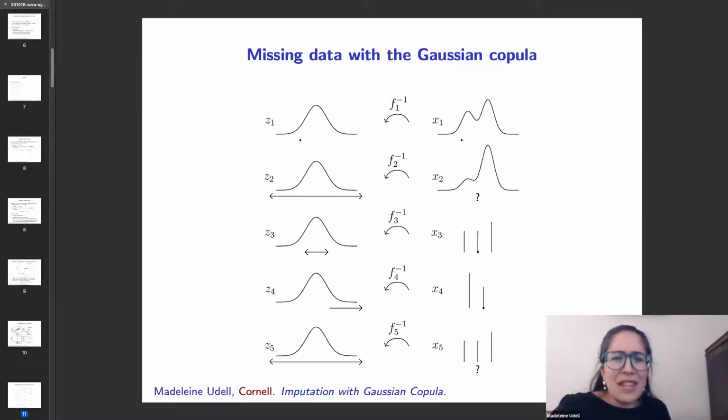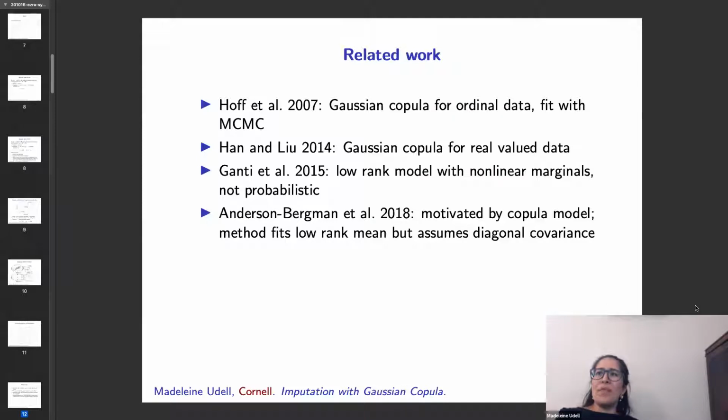Okay, so that's the picture of how the math is going to work, and now I'm going to have to show you the math. First, let me tell you what work we're building on in this model. Peter Hoff had a beautiful paper in 2007 introducing the Gaussian copula for ordinal data, and he showed how to fit it with Markov chain Monte Carlo. The nice thing about that is it's pretty general. The bad thing is it's very slow and has a lot of tuning parameters. So it's a little bit tricky to get it to work in practice, and it doesn't scale to large data sets.